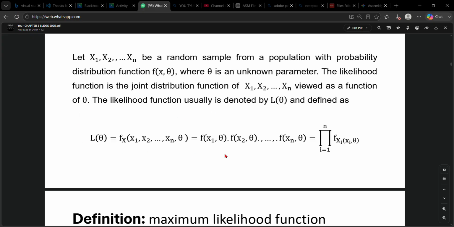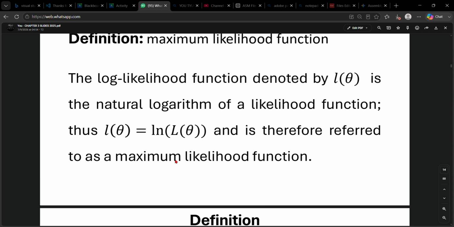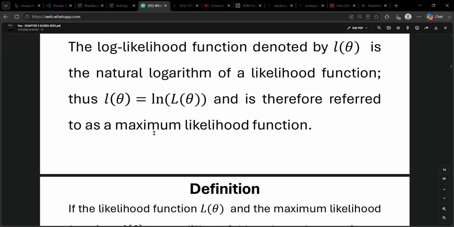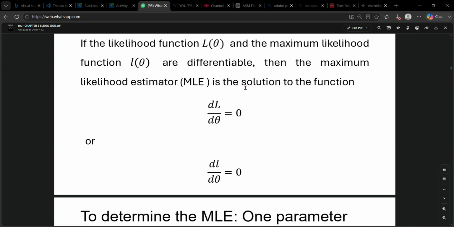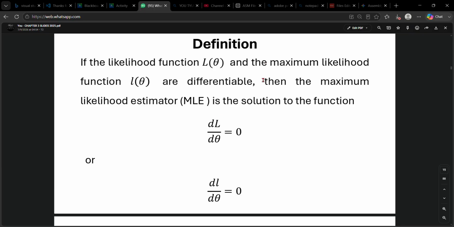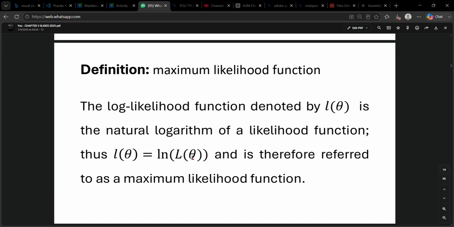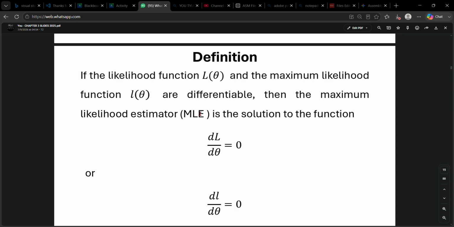Then this one is for calculating the likelihood function, and it's going to be denoted by this. The log-likelihood function is the natural log of the likelihood function. So the function is ln, the log of that function, and then the MLE is the derivative with respect to theta, and then you equate to 0. So basically you are going to differentiate your likelihood function to get your maximum.